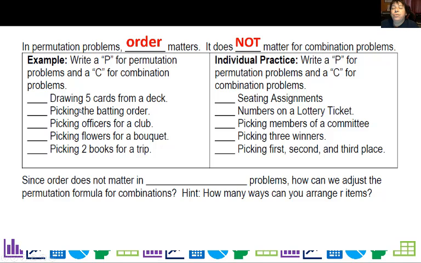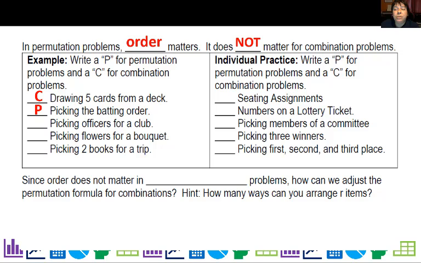So let's go ahead. Drawing 5 cards from a deck. Let's say you're playing poker, and you don't bet till after you get your 5 cards. Well, in that case, order doesn't matter because you can rearrange them in your hand, and that doesn't change how well you're doing. So that's called a combination. Picking batting order for a softball or a baseball team absolutely does matter.